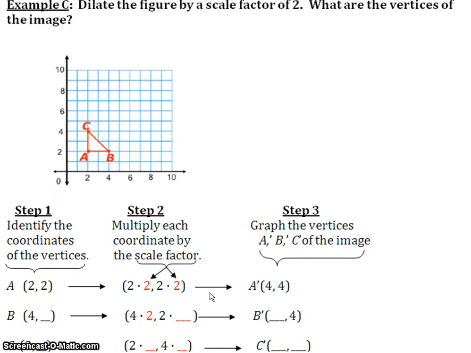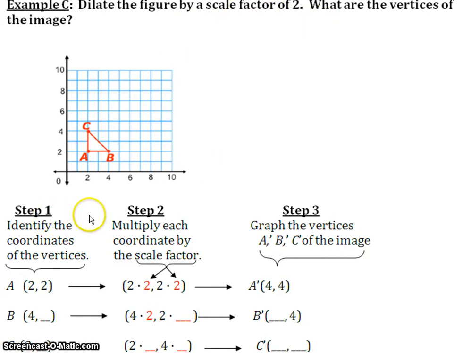Example C. Dilate the figure by a scale factor of 2. What are the vertices of the image? Scale factor. The word factor means that we're going to be using multiplication. Vertices are corners. An image is going to be created from the original. Take a look at our picture. Triangle ABC is the original. You are being asked to create an image, another triangle that is similar to this, by using a scale factor of 2.